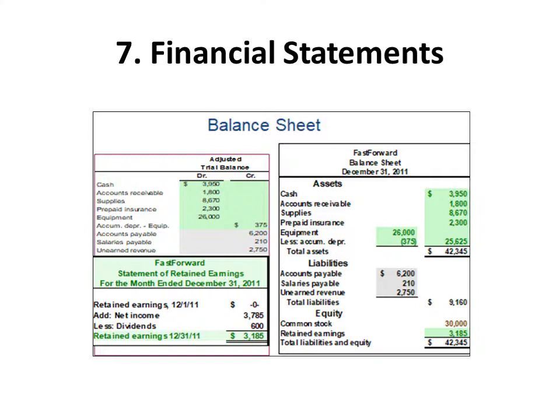Then the gray shaded, those are my liabilities. Left and right hand side. Left side is the adjusted trial balance. Right hand side is the balance sheet.